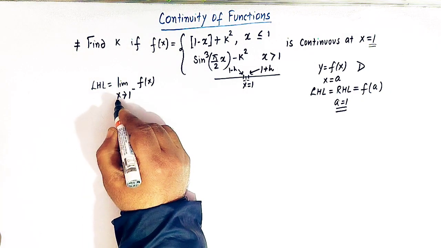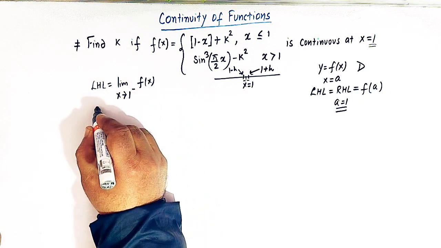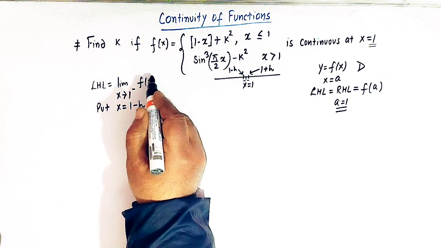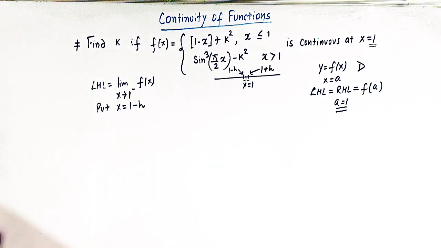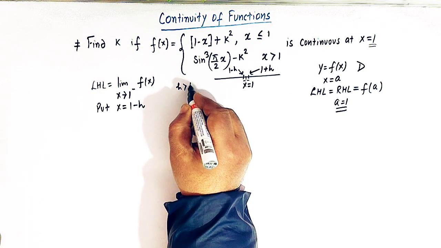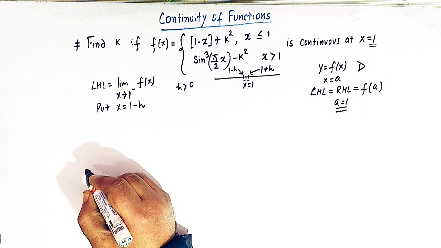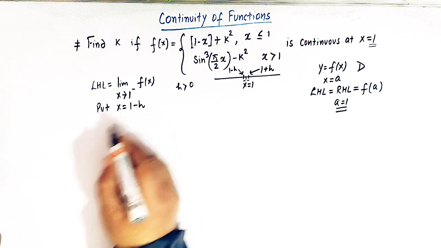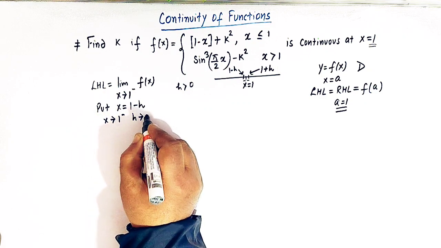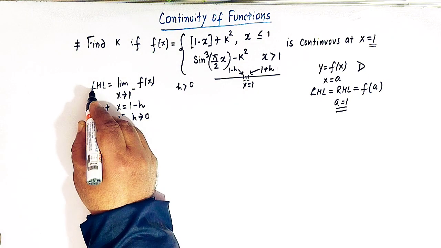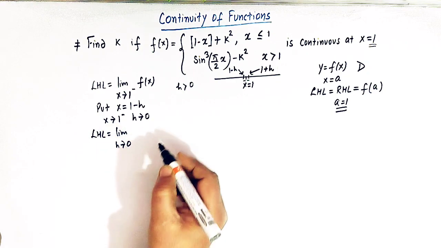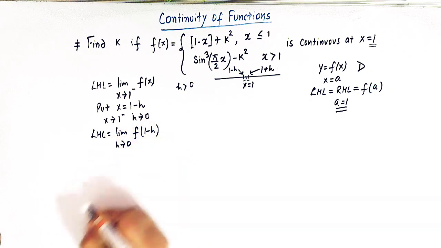Now, for the limit as x tends to 1 minus of f of x, we put x equal to 1 minus h. We convert this limit in terms of h, where h is infinitesimally small and h is greater than 0 but less than 1. When x is equal to 1 minus h and x tends to 1, obviously h tends to 0. So the left hand limit is given by the limit as h tends to 0 of f of 1 minus h.